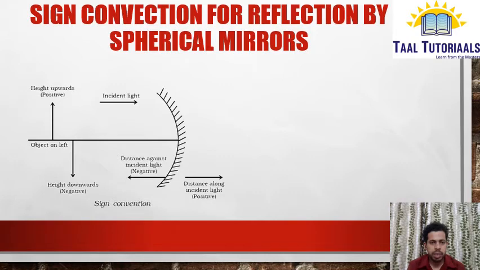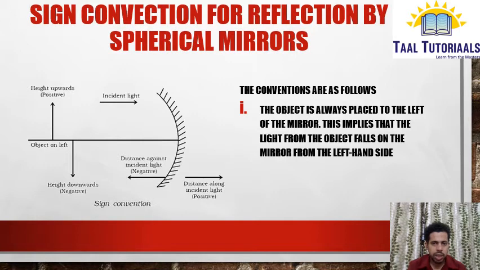You can observe the diagram here and understand the sign conventions. The sign conventions are as follows. The object is always placed to the left of the mirror. So this implies that the light from the object falls on the mirror from the left hand side. If you observe in the diagram, the object is always kept at the left side and the mirror is always kept at the right side, so that the incident light, you can see the arrow mark there, is coming from left to right, that is, incident light coming from the object.